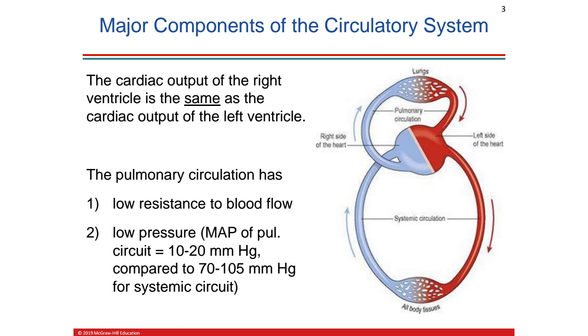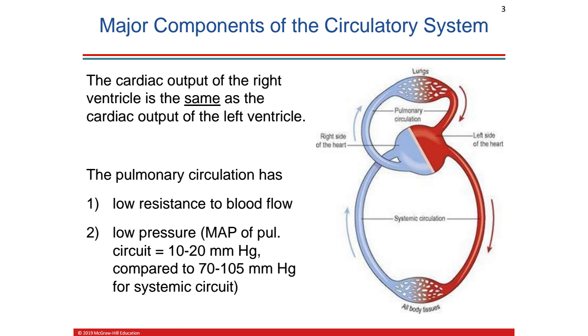Given that these two pumps are a little bit different in terms of pressure, students often think, well, maybe the output of the two pumps is different. Well, it turns out the cardiac output is exactly the same. And it makes sense, right? It's all one big circuit. So the blood has to make its way around the entire body, including both circuits. And so the cardiac output of the right ventricle is exactly the same as the cardiac output of the left ventricle.